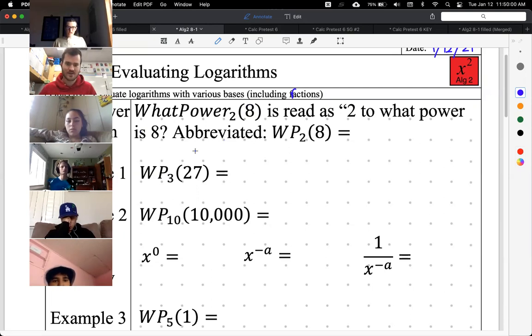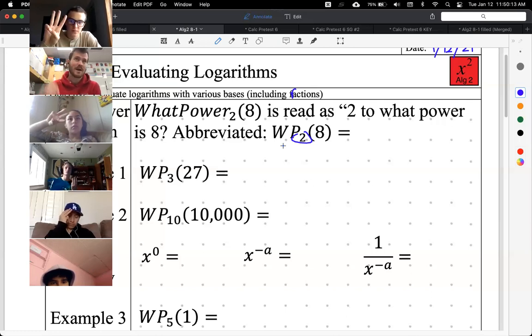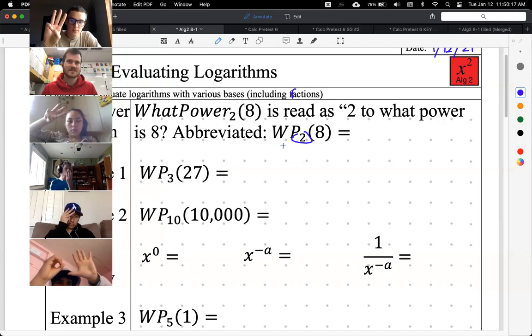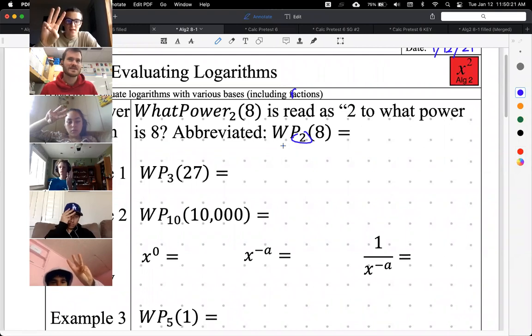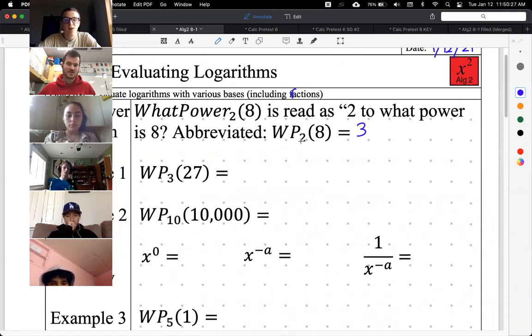I've said it over and over again. And you guys should be able to tell me, what power should 2 go to in order to get to 8? 2 to what power is 8? You can hold it up on your fingers. It's an integer. It's either 1, 2, 3, 4, 5. Just use one hand. It's not 0, 5, or 50, Andres. It is 3. Yes, thank you. 2 to the third power is 8. So what power does 2 need to go to 8? The answer is 3. That's the what power function.